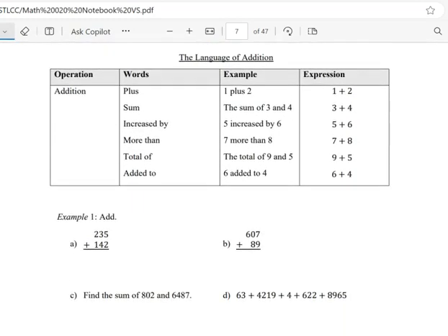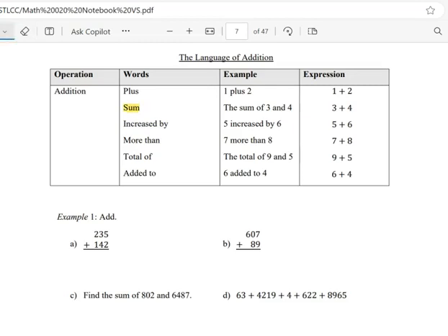Of course, math has its own vocabulary, so we can express addition in the following words. This list is not by any means extensive. If you can find some other words to express addition, feel free to use them. But in general, you would use plus, for example 1 plus 2, and you would write 1 plus 2 with the plus symbol. Sum is the one that I want to point your attention to. Sum means the result of the addition.